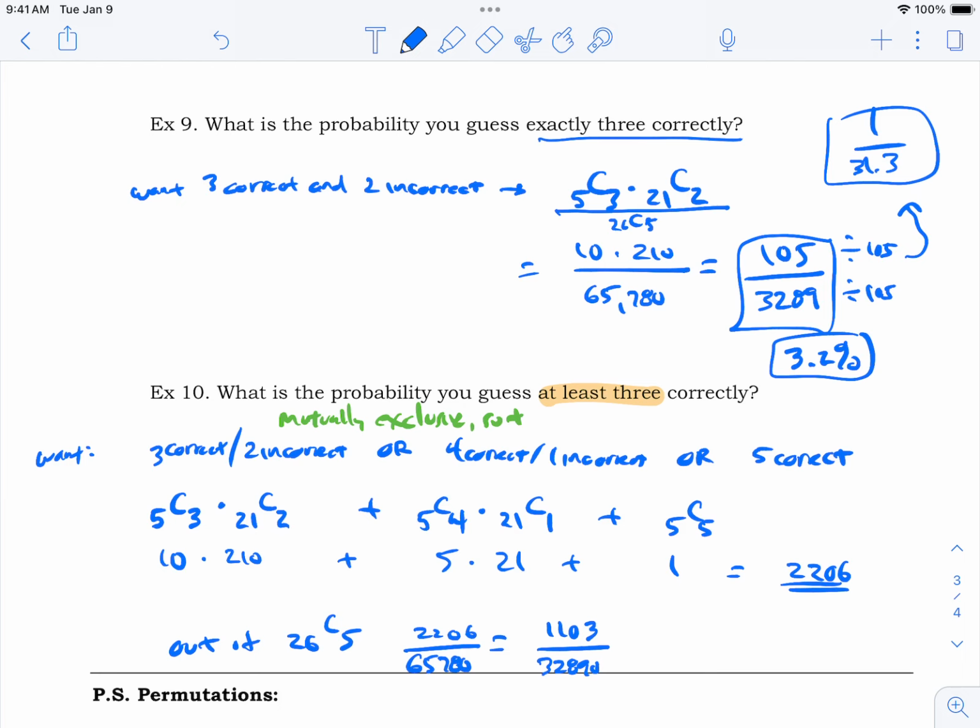And that would be like 1 out of, remember how I do this, I divide the 32,890 divided by the 1103. I end up with 29.8ish. So it's like a 1 in 30. If you want a percent, you can do a percent.